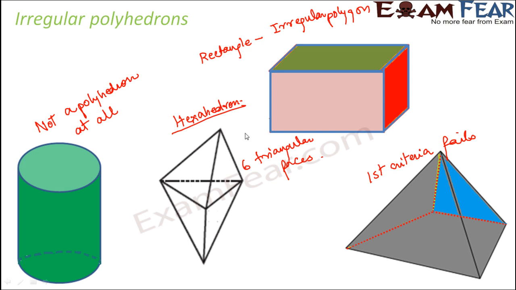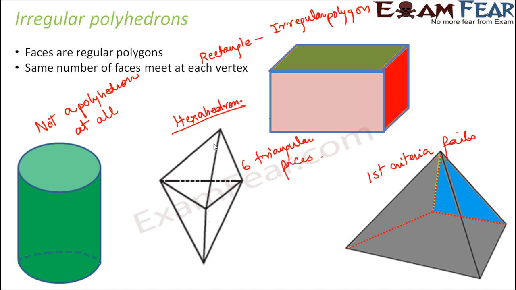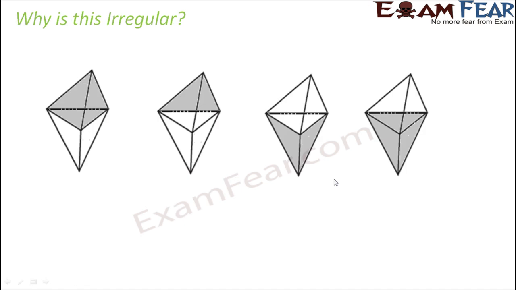But what about the second criteria? So will that get satisfied? So let's analyze hexahedron in more detail. So let's analyze why this hexahedron is an irregular polyhedron.